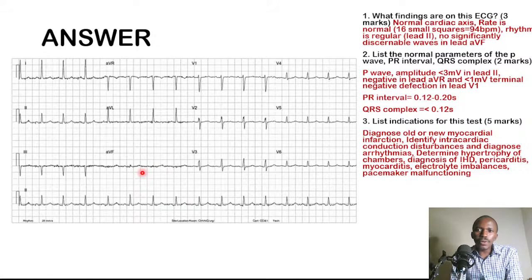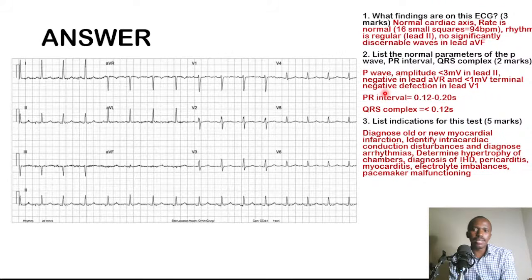Okay, so the normal parameters that we see, the P wave, the amplitude should be less than 3 millivolts in lead 2, negative in lead AVR, and should be less than 1 millivolt in the terminal negative deflection in lead V1. The PR interval is between 120 milliseconds to 200 milliseconds. Then the QRS interval is less than 0.12. So between 1 to 3 small boxes for the QRS complex. For the PR interval, it's between 3 to 5 small boxes.